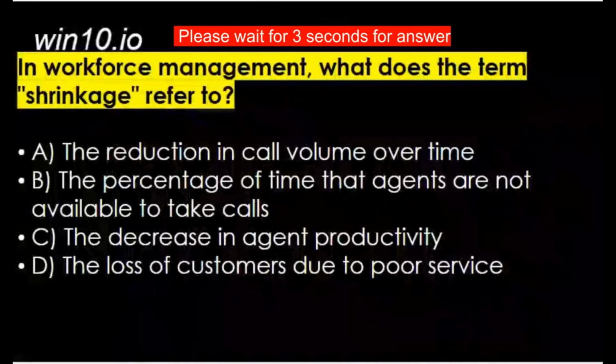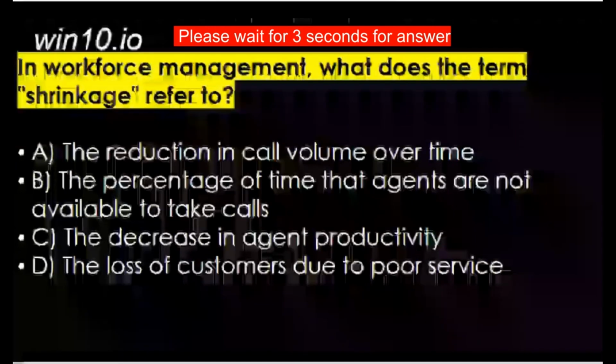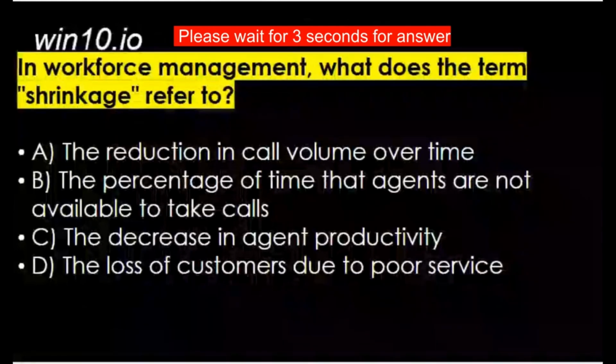Correct answer for this question is option B, the percentage of time that agents are not available to take calls. It means that agents are completely unproductive and they are not adding value to the work. So that will be coming under shrinkage.